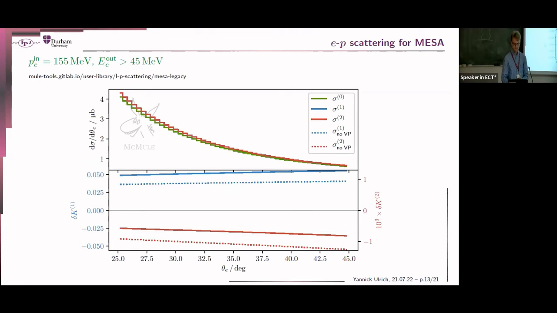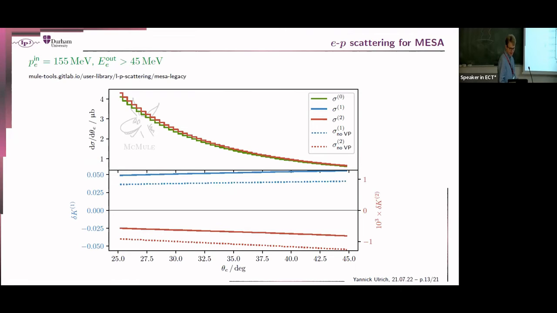Okay, cool. Results. This is for MESA. It's a beam energy of 155 MeV. It's just what Hubert used in his paper. I have absolutely no idea if it's realistic. If it's not, we can do something else. This is a week of running. If you want something else, we do something else.